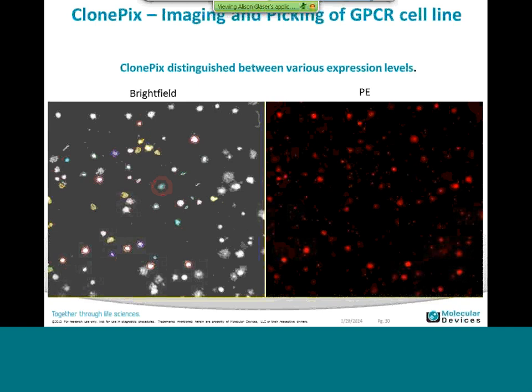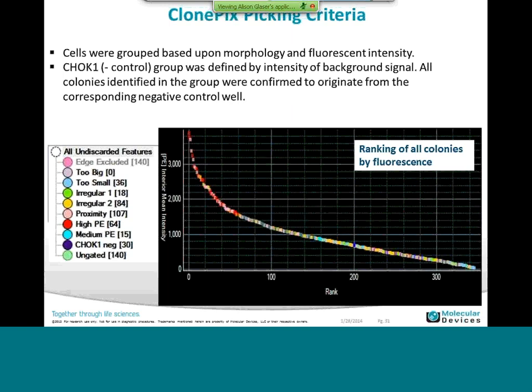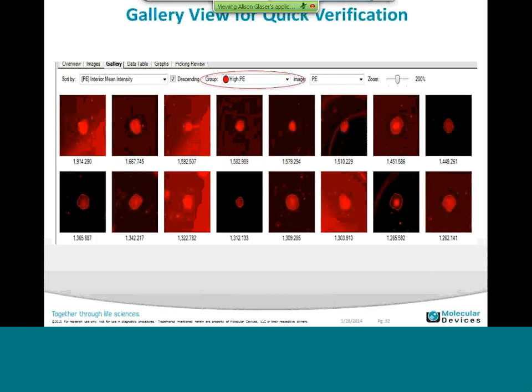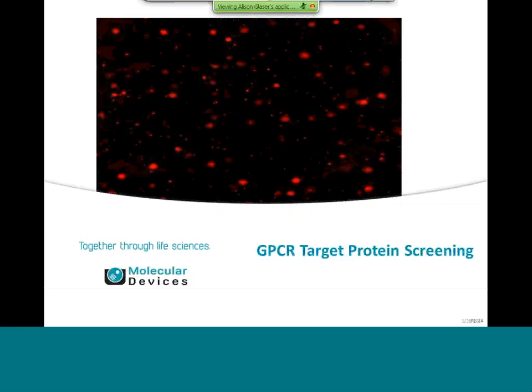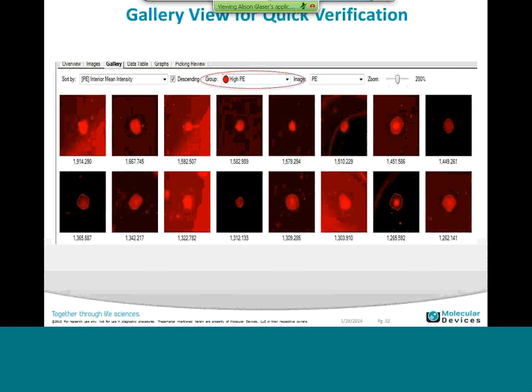Morphologically ideal colonies were gated out from colonies that were determined as too small, irregular, or too close to other colonies. The remaining were ranked by interior fluorescence intensity and separated into high, medium, low, and no signal groups. A gallery view of thumbnails allowed us to quickly assess the groups the colonies had been placed in and verify that they were indeed what we wanted. This particular picture captures the thumbnails of all our high expressors.